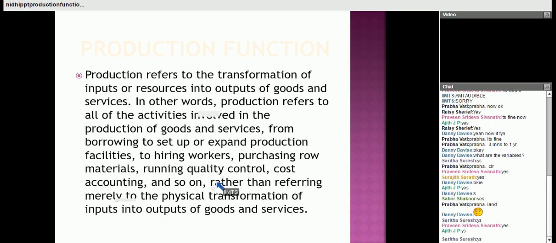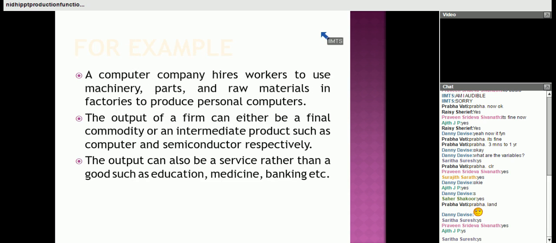So this is the definition of production function. It is not only the physical transformation, but all the services, all the processes will form a part of it, or functions.